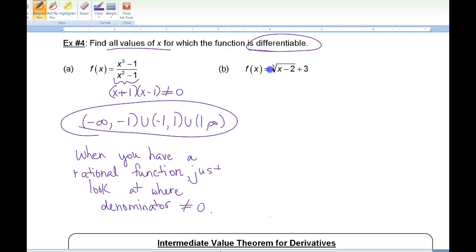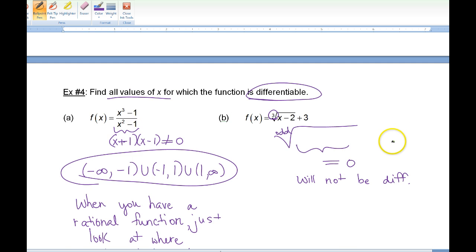Next one has a cube root. So whenever we have an odd root, whatever makes that equal to 0 will not be differentiable. Okay? Square root, fourth root are different.